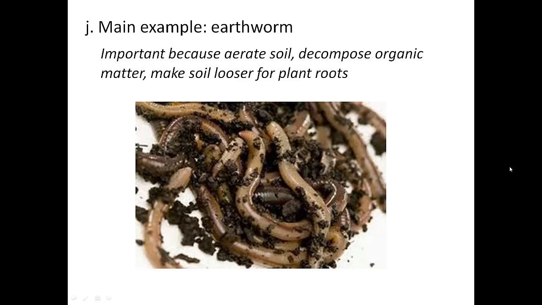The main example of Oligochaeta, there are other organisms that fit in here, but the main example is an earthworm. And please write down why they are important. They aerate the soil, or bring oxygen down into it and other gases. They decompose organic matter, and they make soil looser for plant roots.